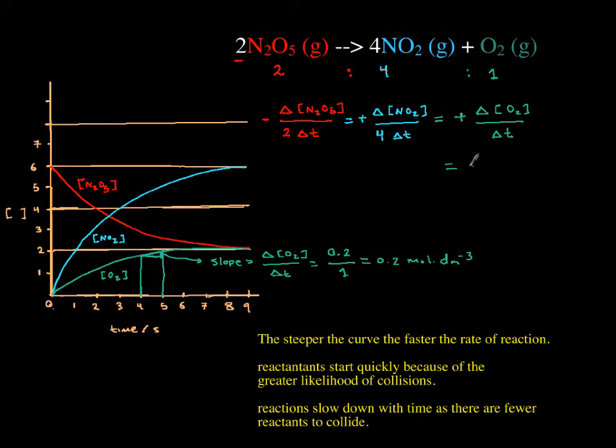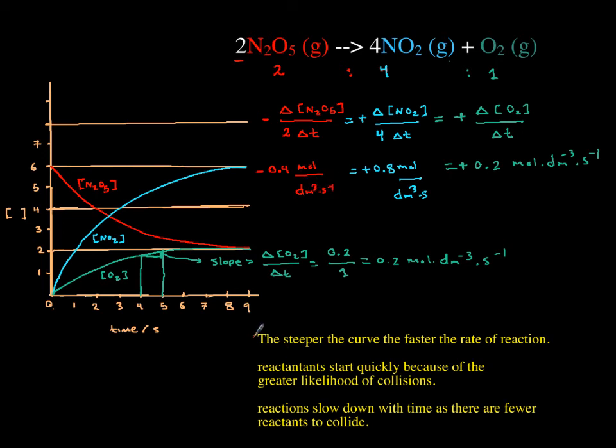So if I put this quantity up here, 0.2 mole per decimeter cube per second, we should be able to calculate the rate of NO2, which is 4 times as fast as this, which is positive 0.8 mole per decimeter cube per second. And we should also calculate the rate of N2O5, which is twice as much as oxygen, and it's negative 0.4 mole per decimeter cube per second.